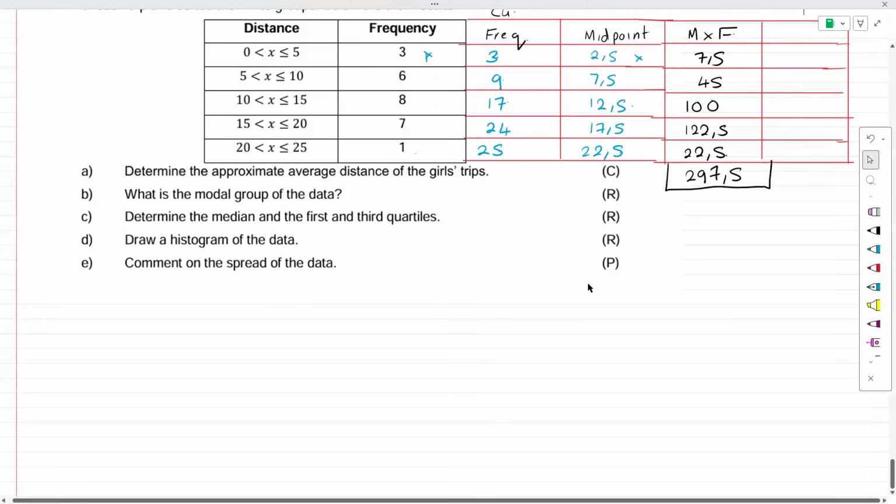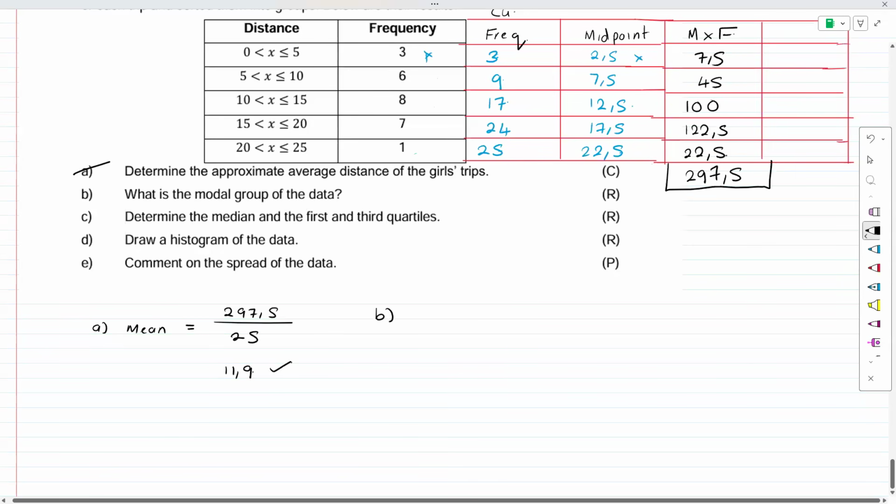Let's start. Determine the average distance of the girls' trip. This would just be the mean. And the mean would be 297.5 all over the total, which is 25. And this is 11.9. That's all there is to this question.